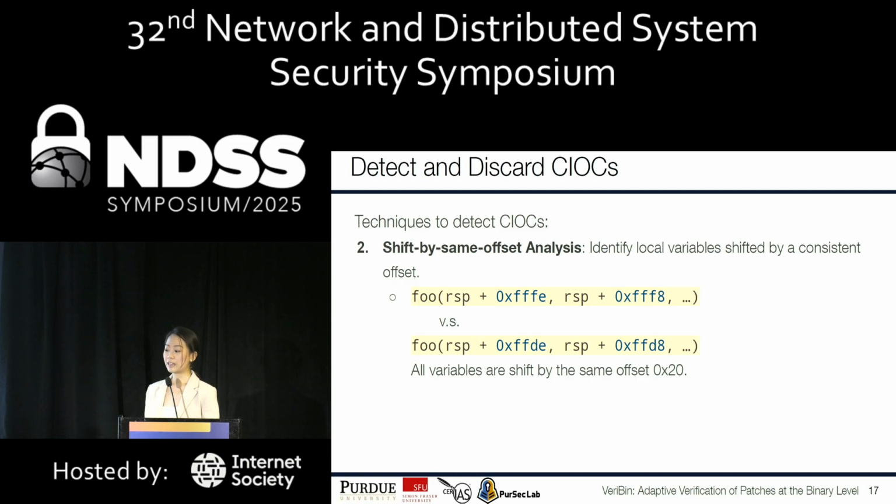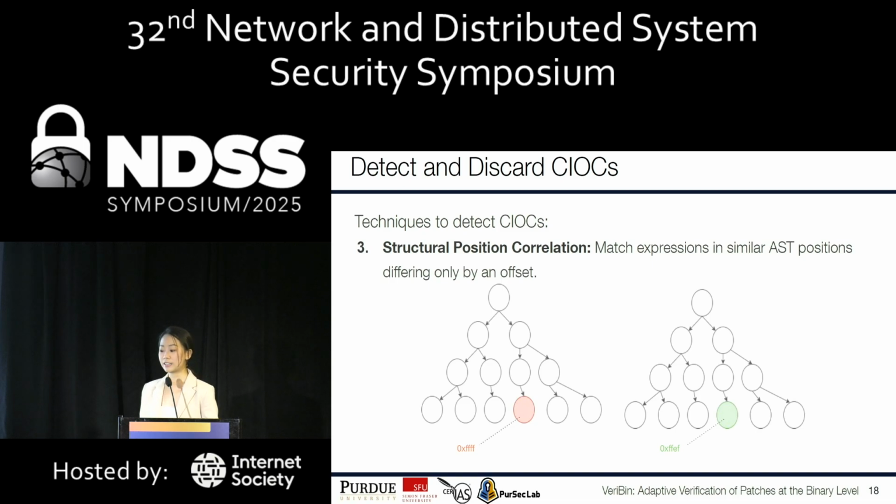We then check whether all the local variables are shifted by the same constant offset. In this example, we notice all the function arguments are shifted by the same offset, hex 20. That's why we can ignore these differences. Finally, we match expressions in similar abstract syntax tree positions, differing only by an offset.